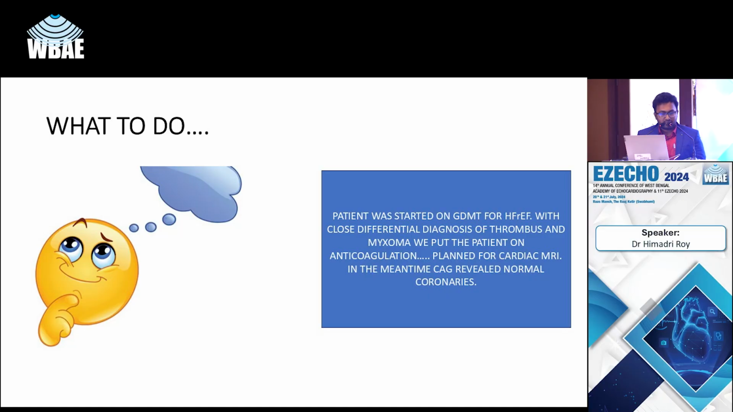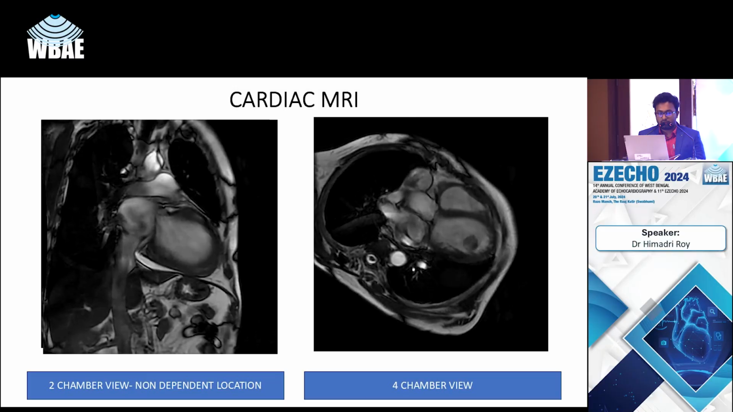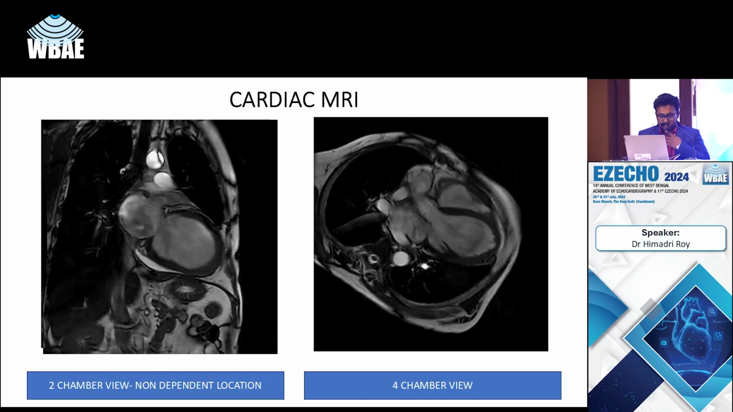The patient was started on guideline directed medical therapy for heart failure with reduced ejection fraction, with close differential diagnosis of thrombus and myxoma. We put the patient on anticoagulation and planned for cardiac MRI. In the meantime, coronary angiography revealed normal coronaries. So coming to the cardiac MRI, I have omitted the planar view and the first.